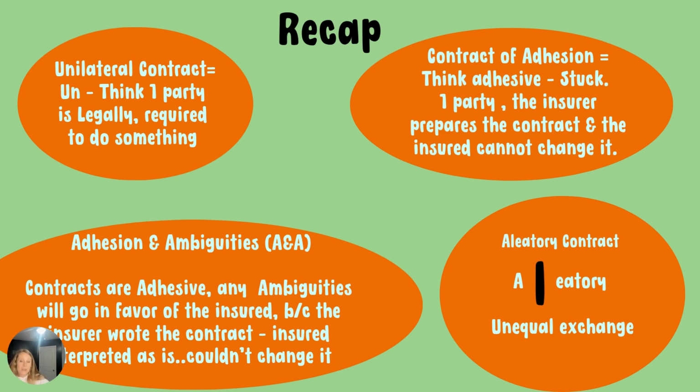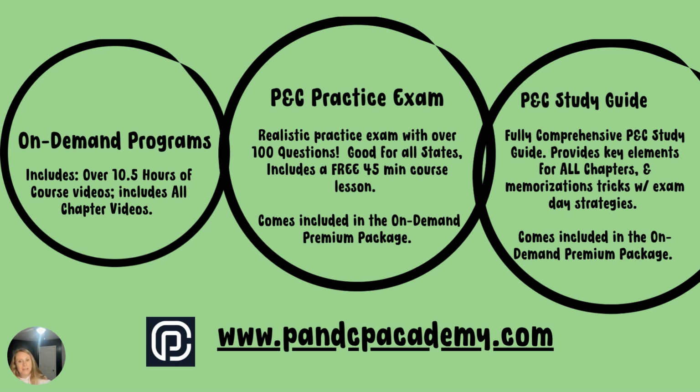And why is that? Because contracts are adhesive, right? So any ambiguities are going to go in favor of the insured because they cannot change it. The insurance company wrote that contract. The insured had to just interpret it as it was. And then lastly, aleatory contract, it's an unequal exchange, right? It's unknown what's going to happen in that policy. I drew it out for you to help you remember that. Picture that L in the middle being a line and the letters on each side being unequal exchange of consideration or money. I hope that helped explain some of those concepts for you.